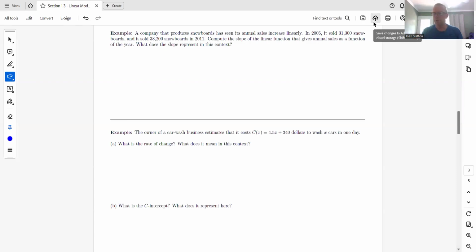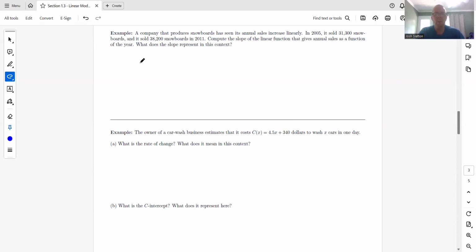All right, so let's get into some more practical examples of this and talk about more interpretation, things like that. So this first example, we have a company that produces snowboards has seen its annual sales increase linearly. In 2005, it sold 31,300 snowboards, and it sold 38,200 snowboards in 2011. Compute the slope that gives annual sales as a function of the year.